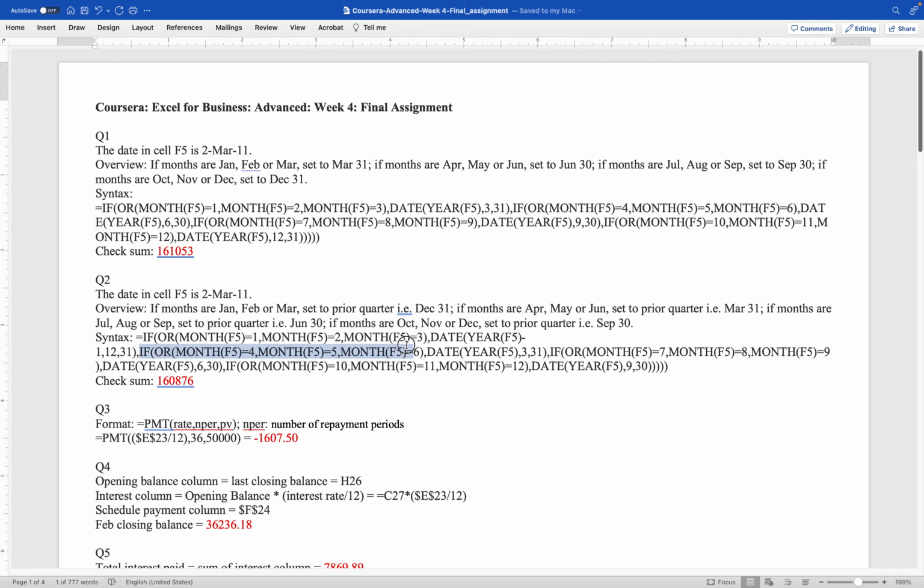If the months are 4, 5, and 6 for April, May, or June, we want to go to the first quarter. First quarter is still the current year. So we'll go to the first quarter in March 31st. If the months are 7, 8, or 9 for July, August, or September, still in the current year, we'll go back a quarter, June 30. And then if the months are 10, 11, or 12 for October, November, or December, still the same year, we'll just go back a quarter, or September 30th. So we can copy this into Excel.